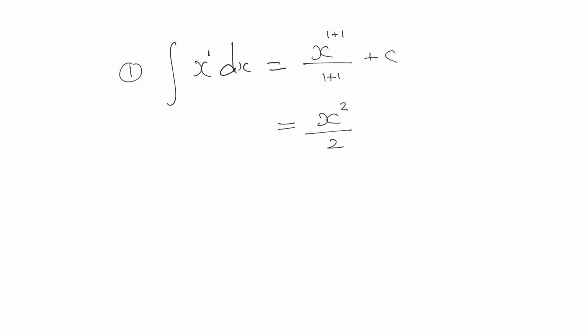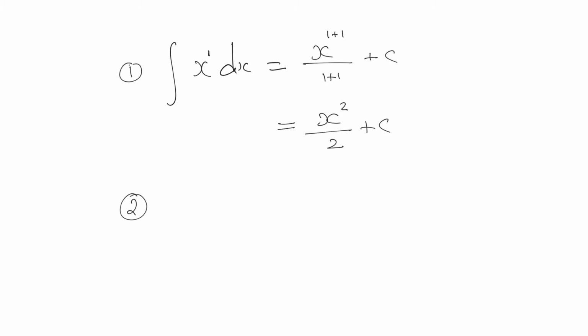Now we'll take some examples. Let's say it is given that integration of x dx, and our aim is to find its value. You can assume it is x raised to 1 dx. According to our formula, it is x raised to n plus 1 divided by n plus 1, where n is 1. So we write 1 plus 1 divided by 1 plus 1 plus constant of integration c. The answer is x square divided by 2 plus c. Or we can say just increase the power and divide by the same number.